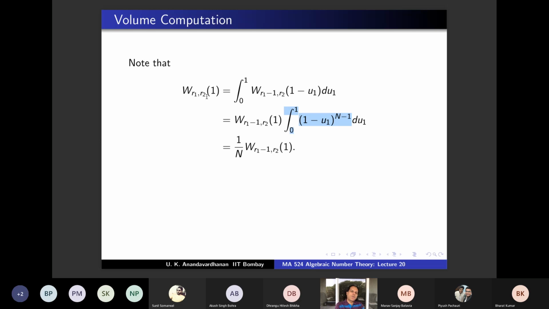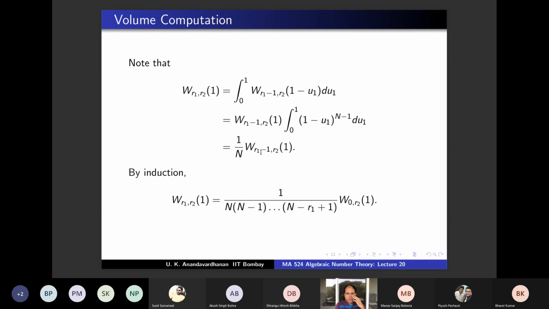So you have got W r1 r2 at 1 as 1 by n times W r1 minus 1 r2 of 1. So you can do induction. Induction will tell you, you can repeat the steps until this r1 goes away, up to 0 comma r2 of 1. You will get n times n minus 1, every time the dimension, 1 by the dimension is coming, and that will be n minus 1, and so on, down to n minus r1 plus 1.